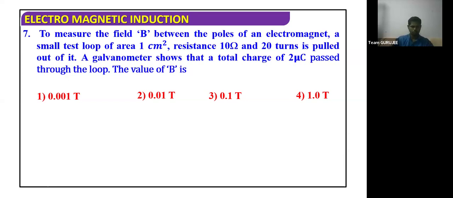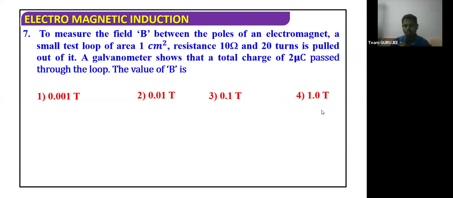Actually, first write the given. The options are 0.001 Tesla, 0.01 Tesla, 0.1 Tesla, and the fourth option is 1 Tesla. How to find the value of B? Which formula is suitable, Varsha? First, the given are area, resistance, turns, and the total charge.